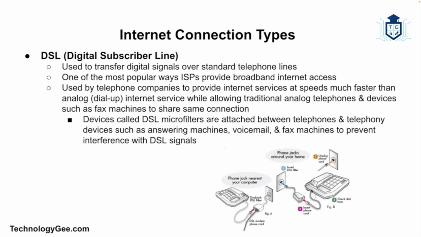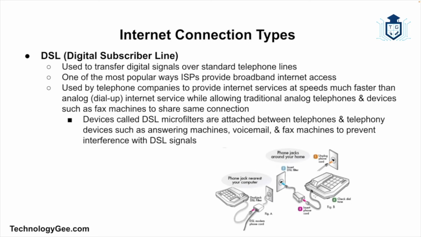Next, let's talk about DSL internet, or digital subscriber line. DSL is a communication medium used to transfer digital signals over standard telephone lines. Along with cable internet, DSL is one of the most popular ways ISPs provide broadband internet access. DSL is used by telephone companies to provide internet service at speeds much faster than that allowed by analog or dial-up internet service, while allowing traditional analog telephones and devices such as fax machines to share the same connection.